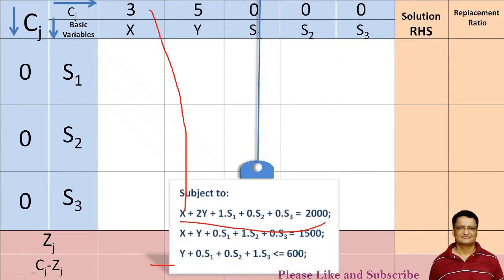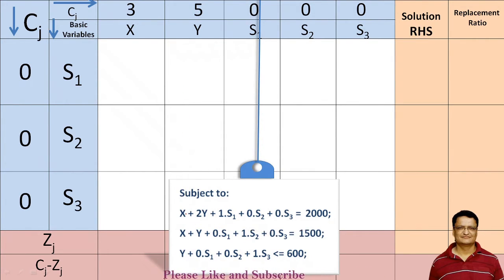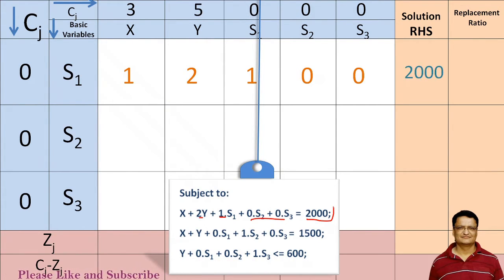So the first constraint will go to the first row, and this will represent this particular x. The coefficient of x is 1, so I will be writing 1 over here. The coefficient of y is 2, so 2 over here. The S1 coefficient is 1, and S2 and S3 coefficients are 0, and on the right hand side I have this 2000 value. So on the right hand side of the equation there will be 2000.